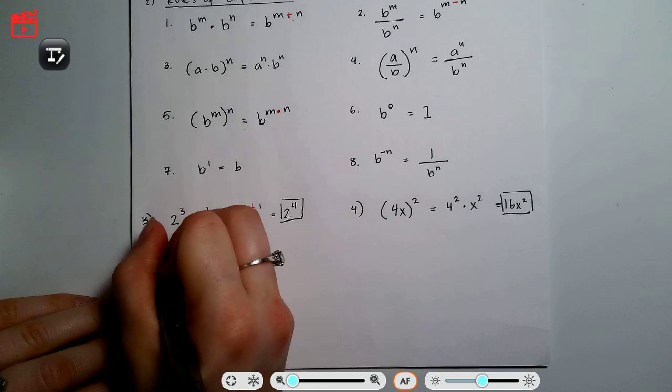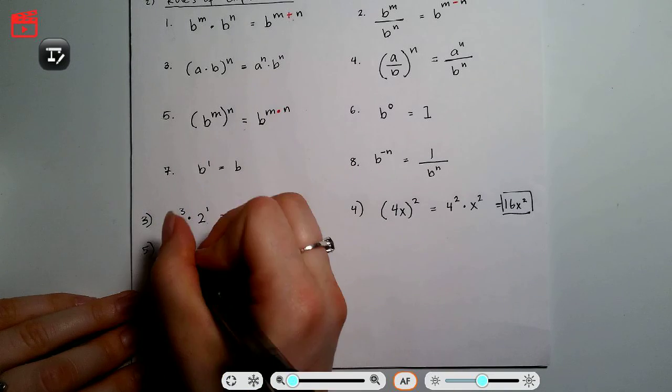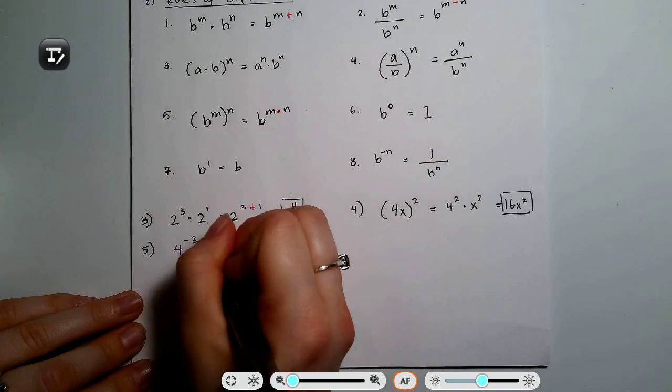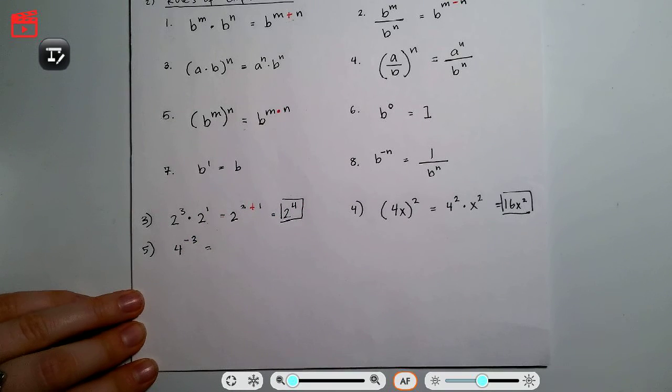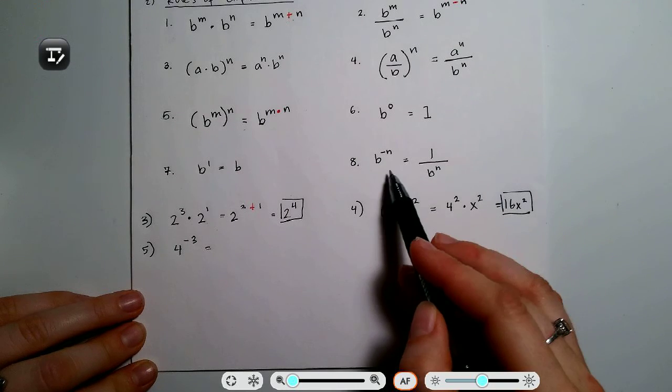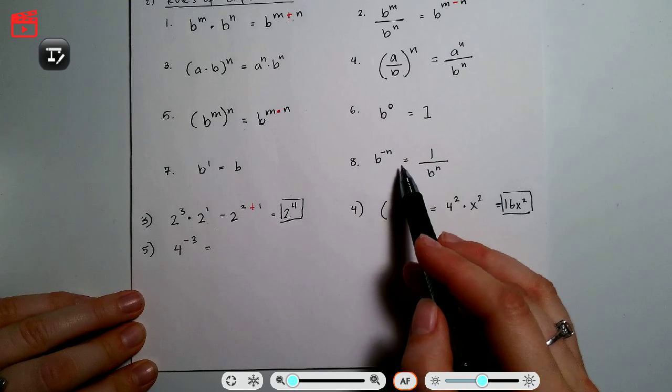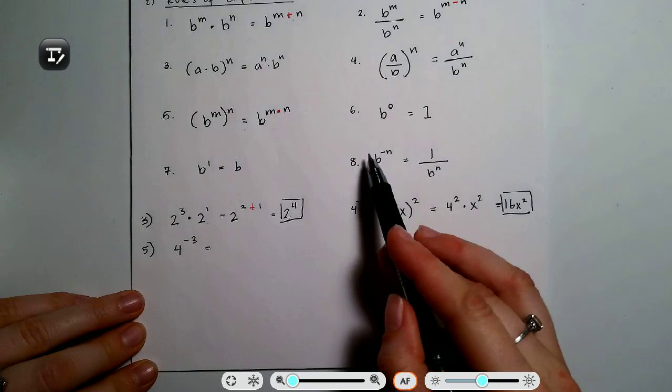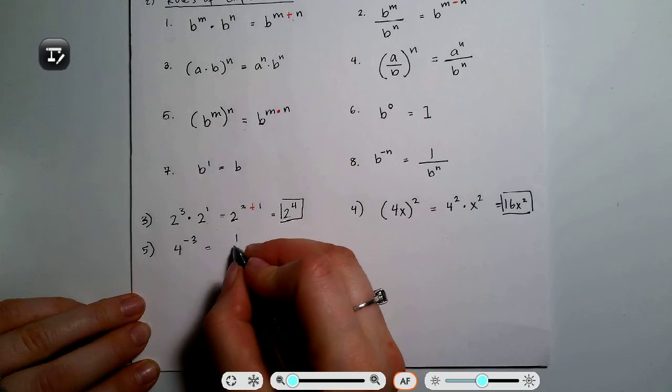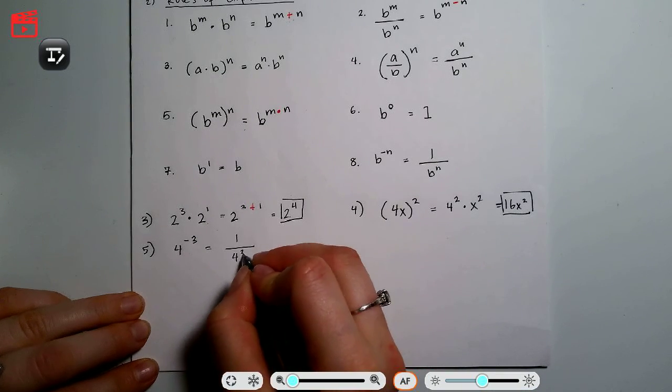Alrighty, number 5. 4 to the negative 3rd power. Let's simplify this. Do any of these rules have a negative in them? Let's see. Number 8. It's our fish out of water. Okay, so how do we solve this? How do we make a fish happy? Well, we're going to put it under the water. Put it to the 3rd power.